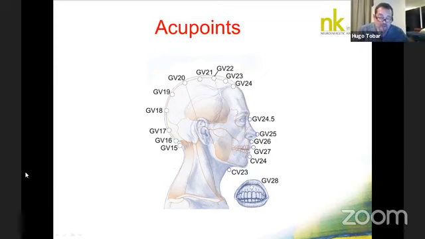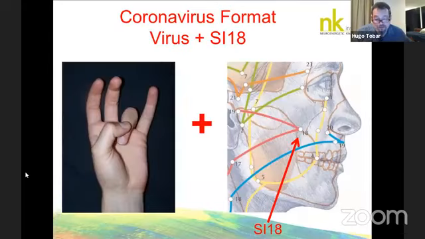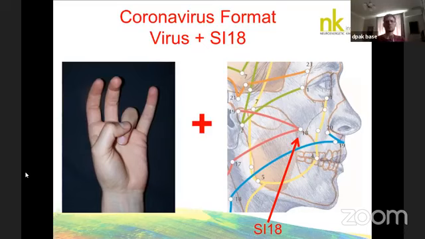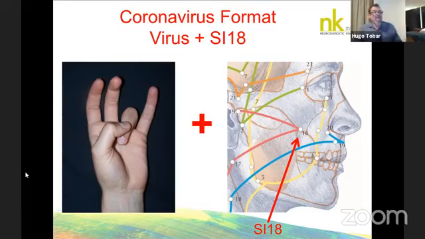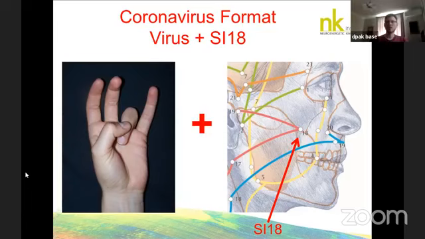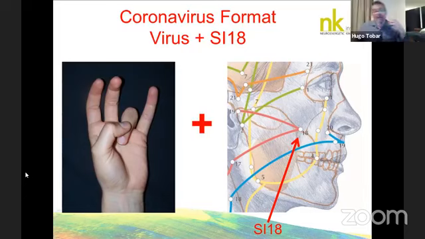And in there, when it was all this coronavirus, I had a format for coronavirus. That was virus mode, and then small intestine 18, which is that point there on the cheek. So how can we use this in kinesiology?